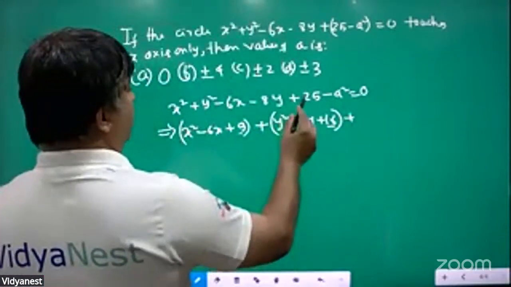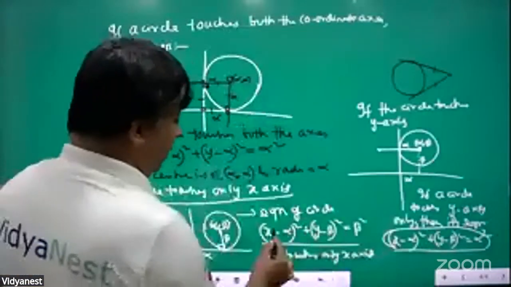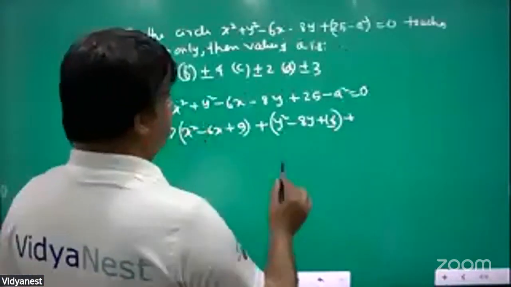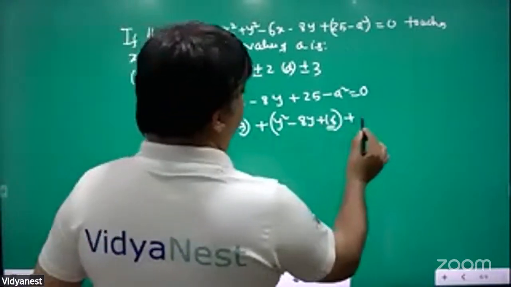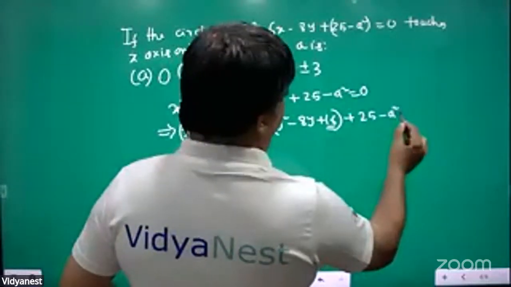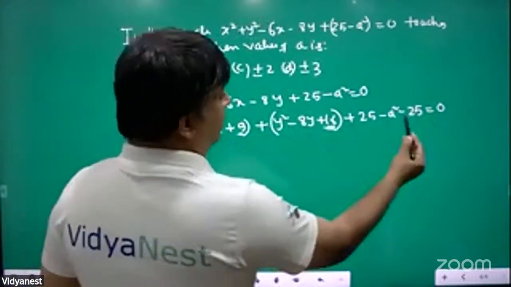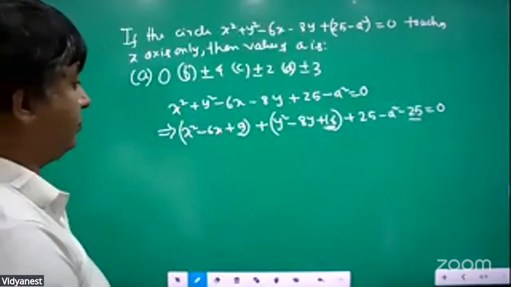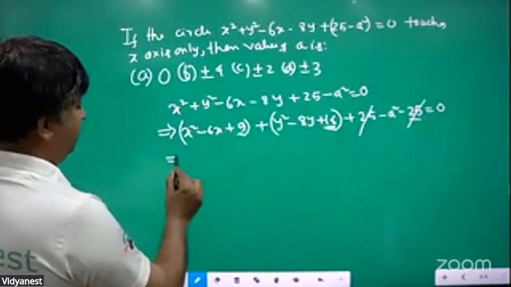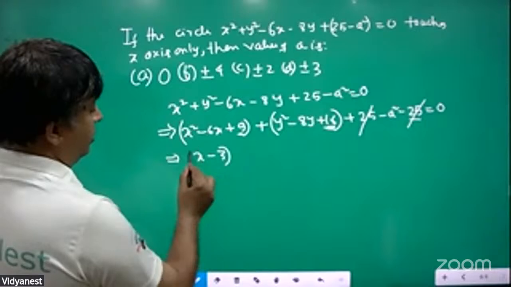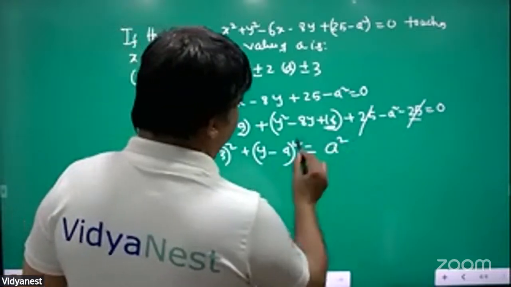So 9 and 16 we have taken. Carefully see how the previous concept will help us directly. 9 plus 16 is 25. We borrowed 25, and we returned it too. This 25 borrowed, 25 returned, so that 25 and that 25 will get cancelled. (x minus 3) whole square plus (y minus 4) whole square is equal to a square.